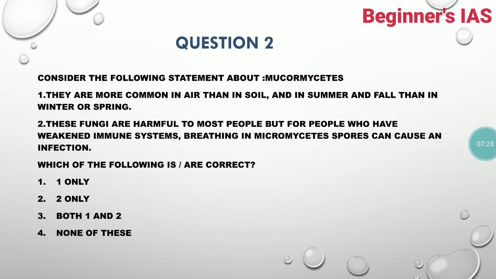The answer for this question is none of these. Why none of these? Since they are more common in soil than in air, statement 1 is wrong. Let us see statement number 2. These fungi are not harmful to most people. Here it is given that these fungi are harmful to most people. Therefore this statement is also wrong. Therefore both the statements are wrong. The answer for the question is option number 4, none of these.